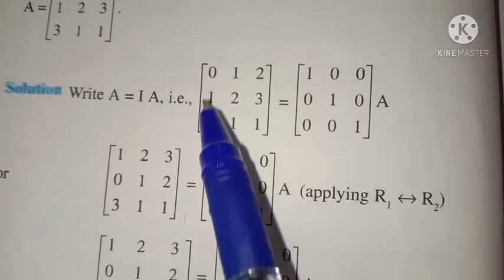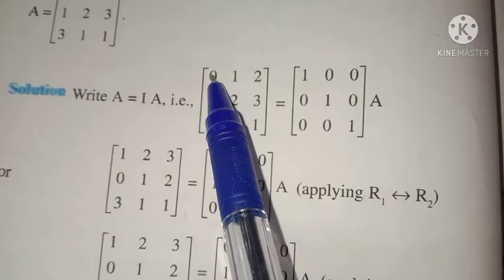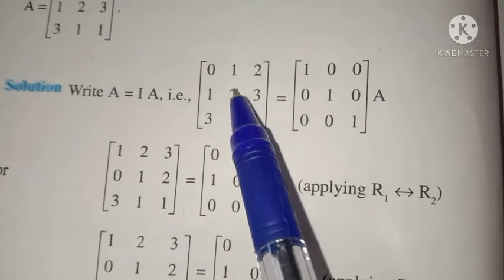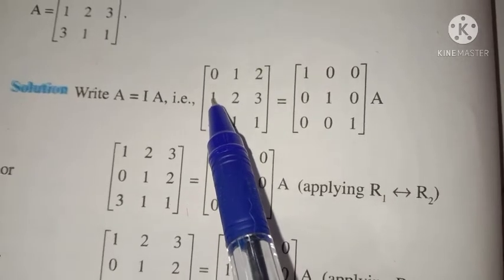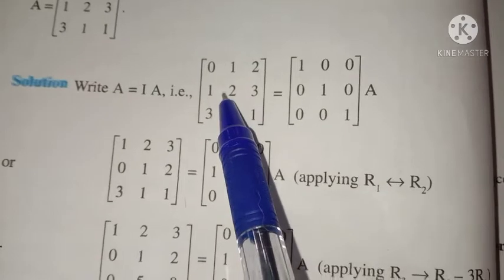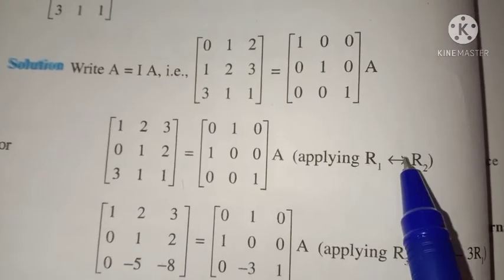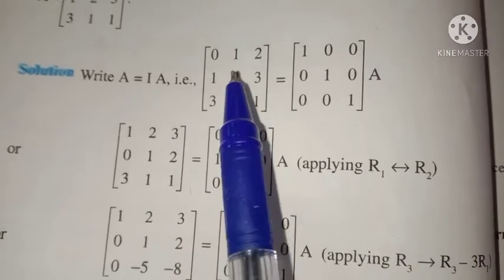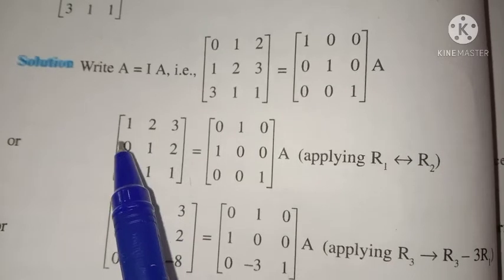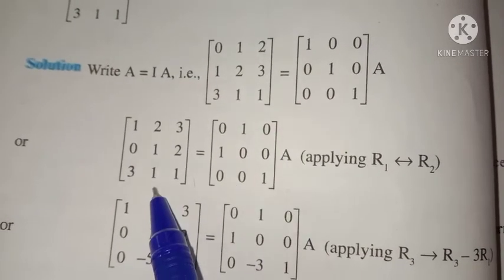So here I need the first element as 1. Okay, so I am going to interchange these two rows because here the first element is 1. So R1 is interchanged to R2. That is our first transformation. R1 is interchanged to R2. So the matrix becomes 1, 2, 3, 0, 1, 2. There is no change in the third row.